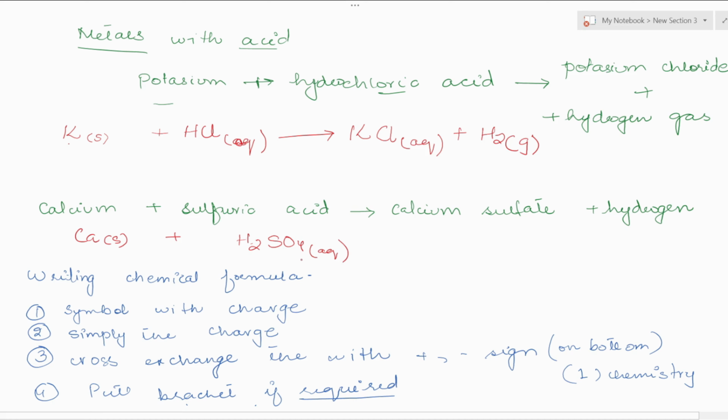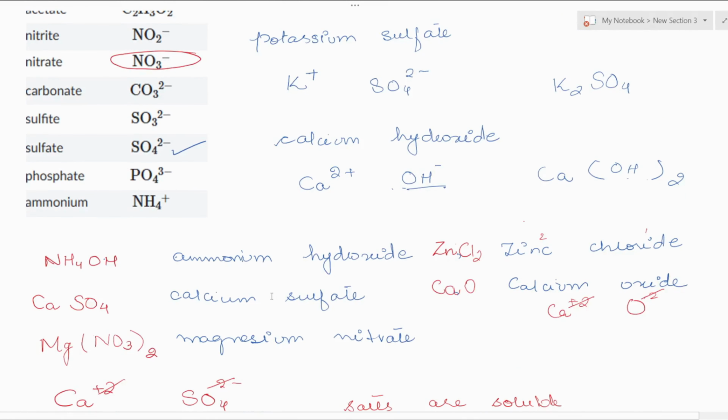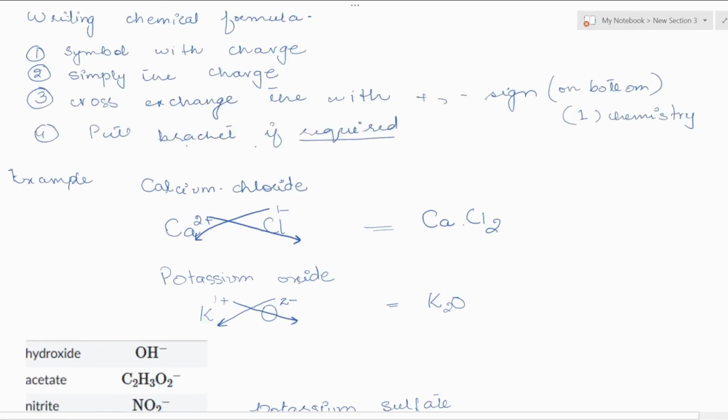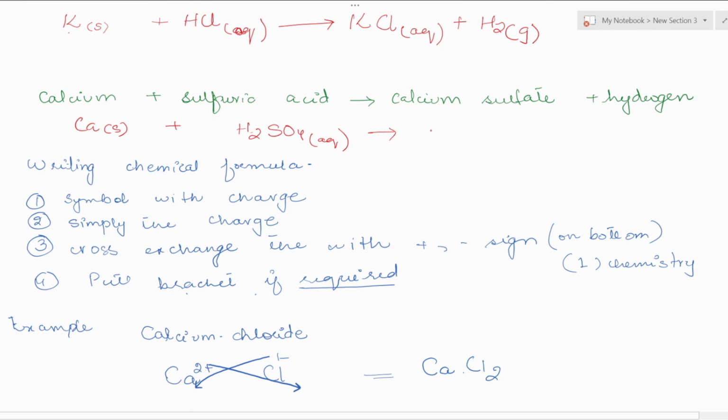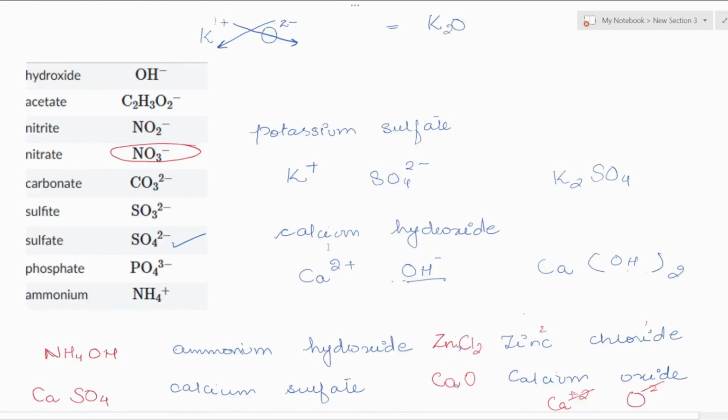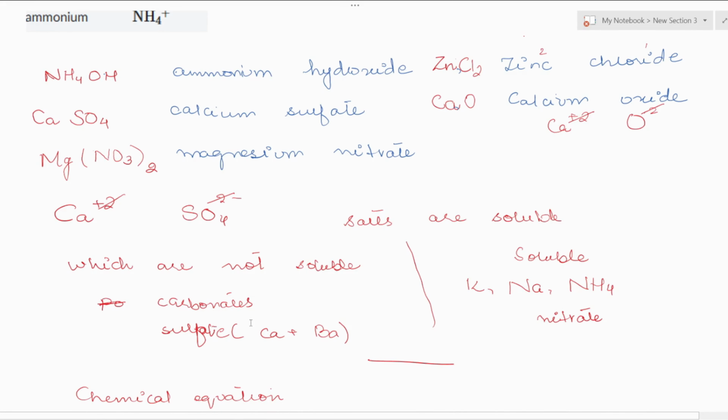H₂SO₄. We did this here. Calcium sulfate is CaSO₄. We have written here the solubility one. Calcium sulfate is mostly not soluble.